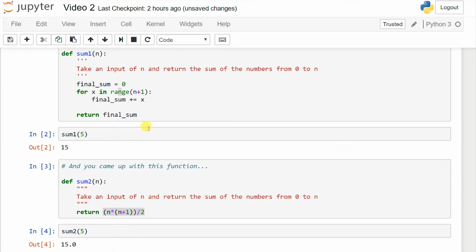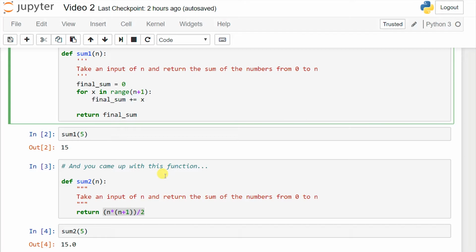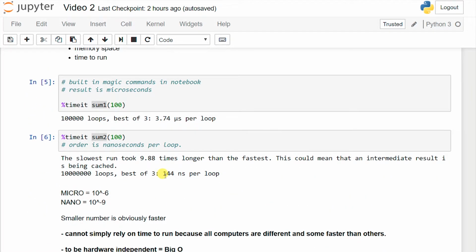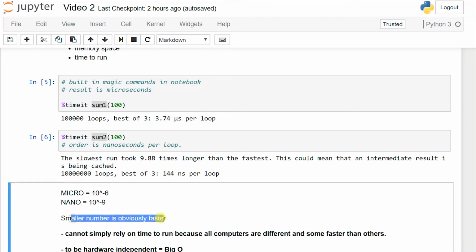But that's not necessarily the end-all be-all, because that's the time of completion on my computer. On your computer, the time of completion might be faster or slower. Of course, granted, we're talking micro and nanoseconds, but that difference can get very large when we have much larger inputs to deal with. Some systems will be faster and slower, but at the end of the day, for loops are always going to be slower. And that's why we try to avoid them, especially in machine learning and artificial intelligence. So the smallest number is obviously faster, we know that.